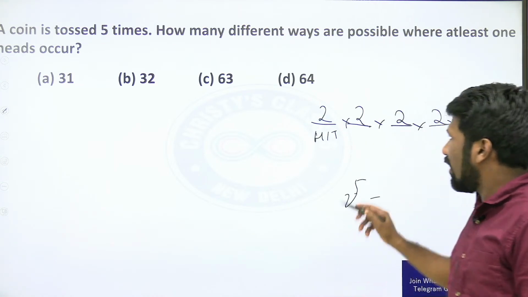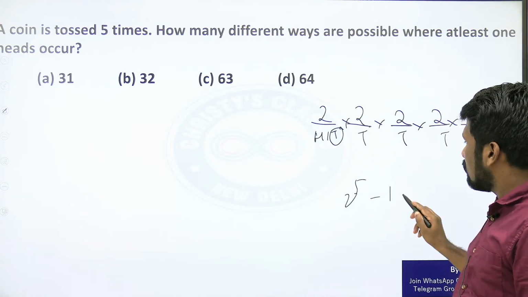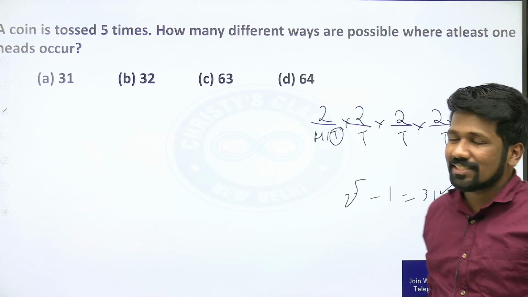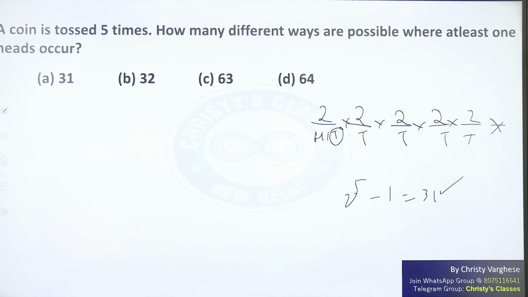But the choice when you get all 5 tails, that is not acceptable, right? So 2 raised to 5 minus 1 again. That is 32 minus 1, 31 would be the answer. Why you need to subtract that one? Because all 5 being tails is not okay, because at least one head must be there, right?